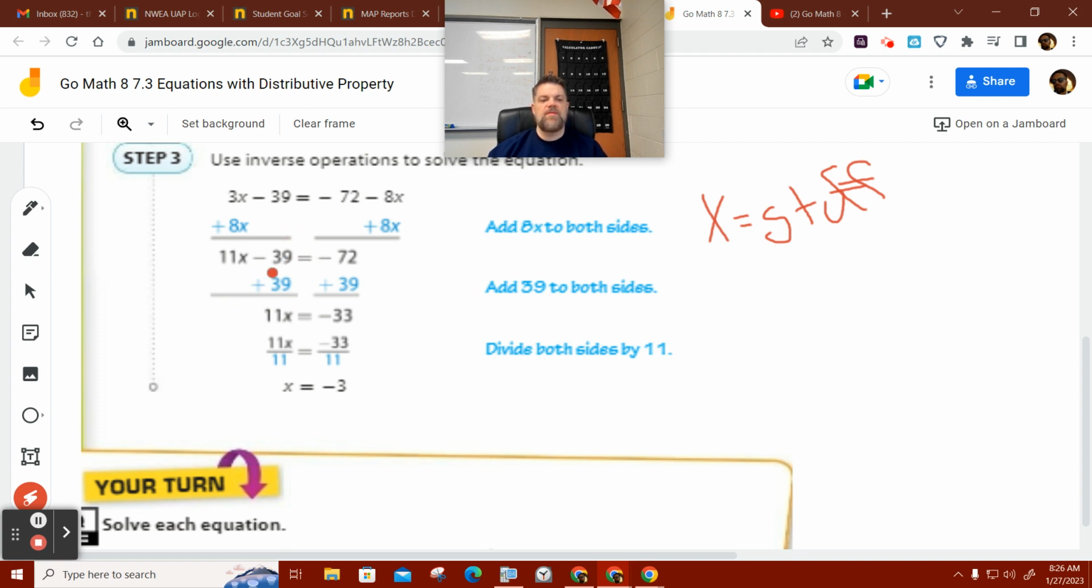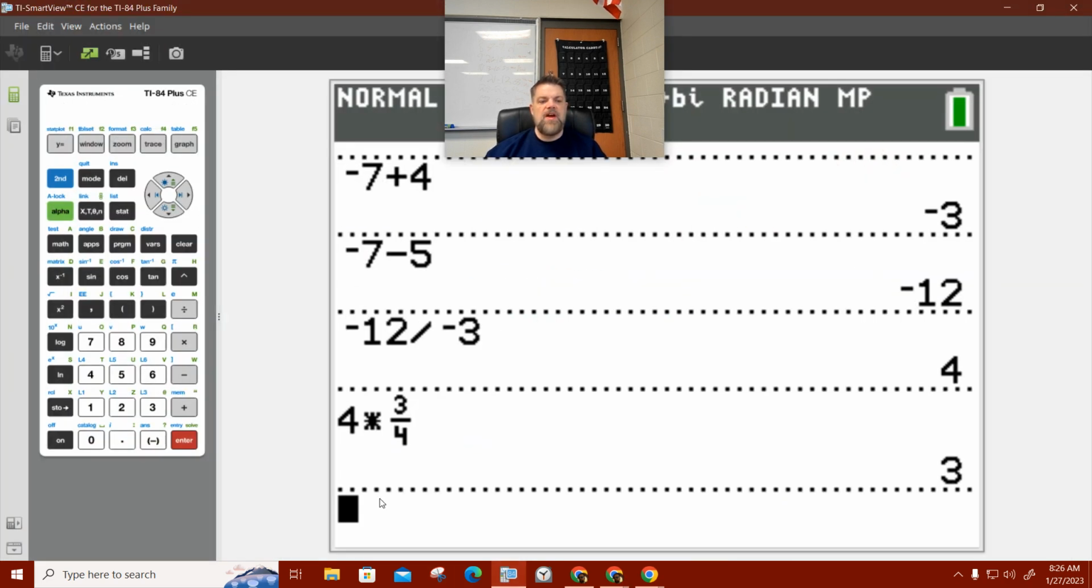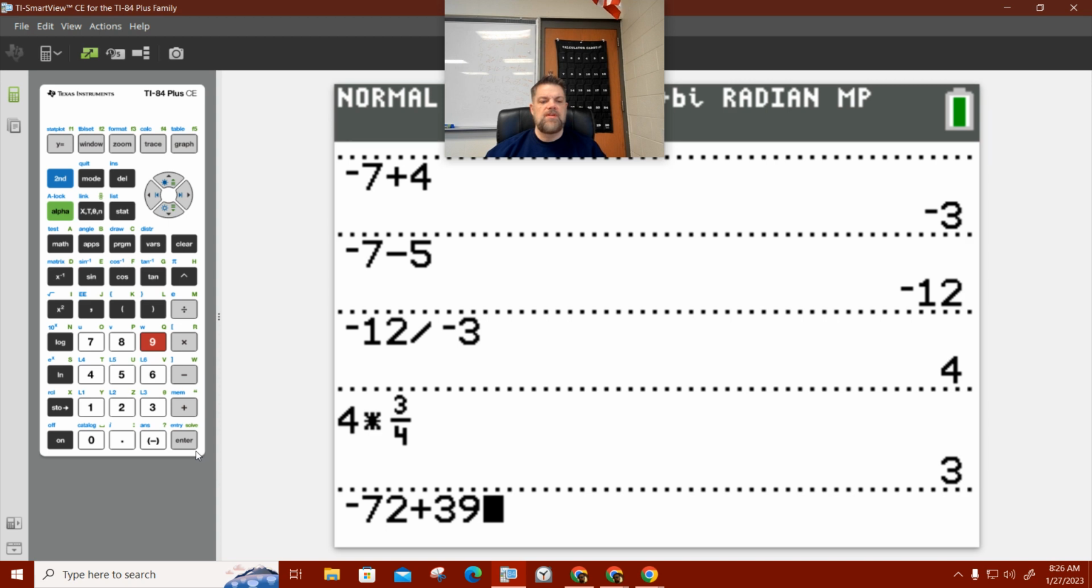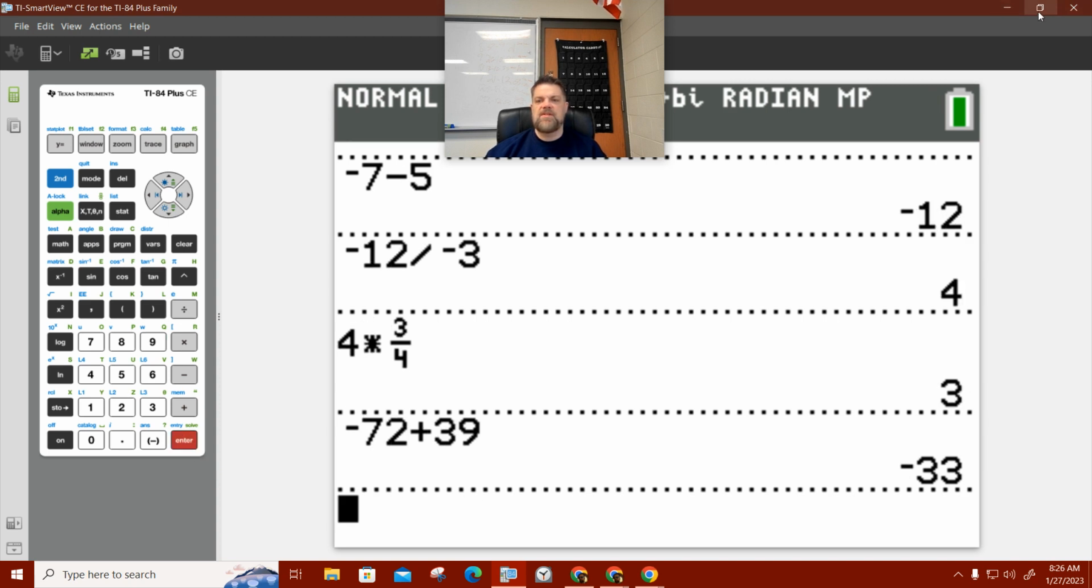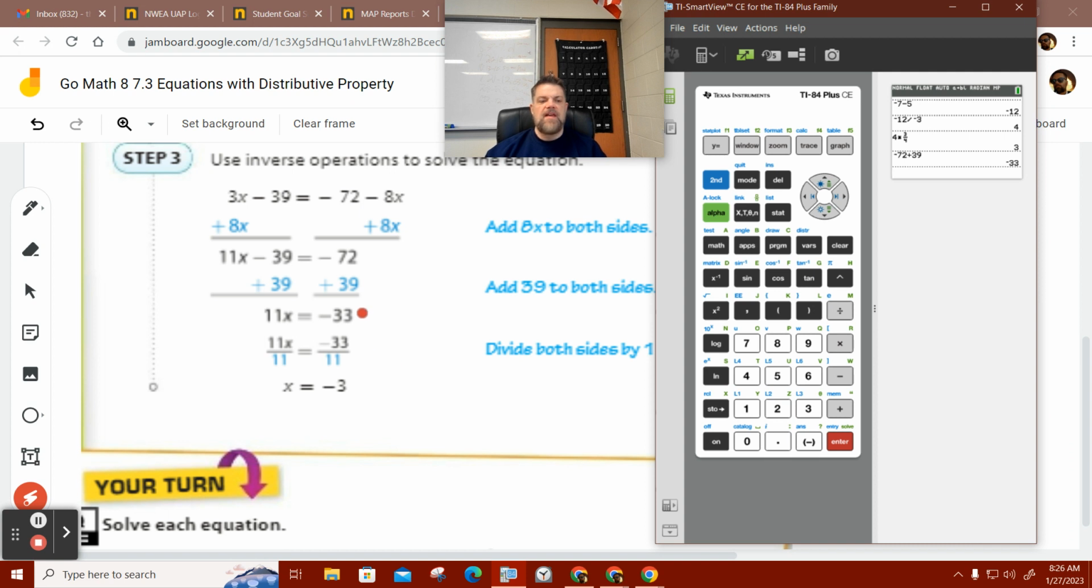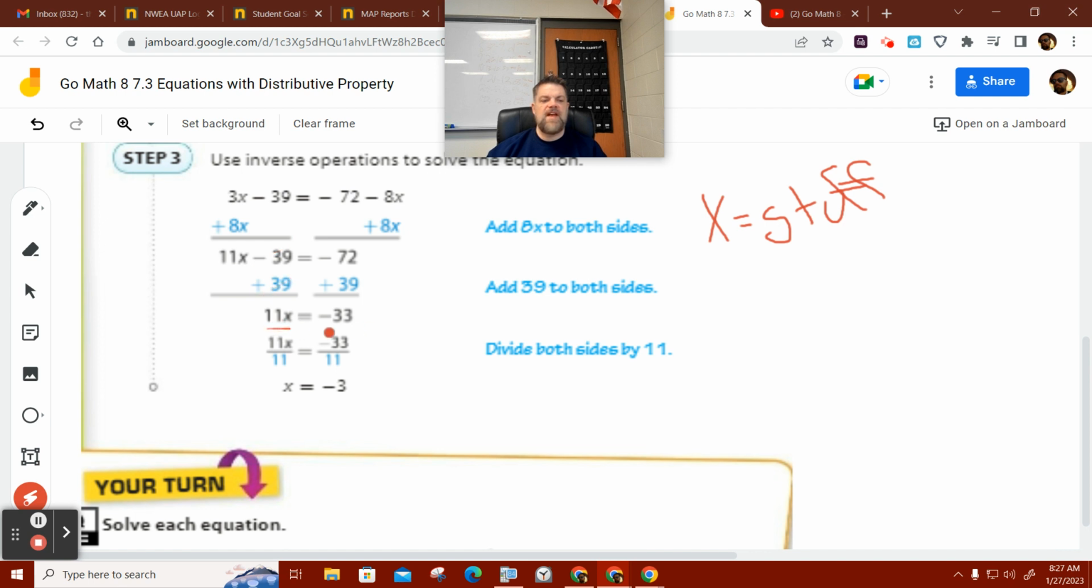Now I start moving stuff away from the x. This is a negative 39, so I do the opposite, which is add 39. Whatever I do on one side, I do to the other. Negative 72 plus 39, again, if you don't know, plug it in the calculator, equals negative 33. Then this will cancel over here, so I'm left with 11x is equal to negative 33. We need to move the 11 away, so we divide both sides by 11. And we get x equals negative 3.